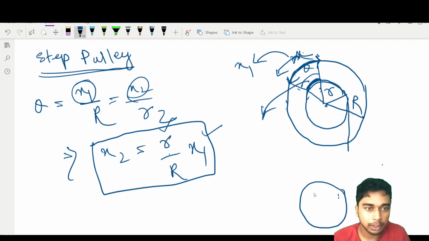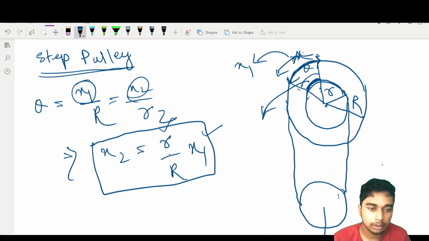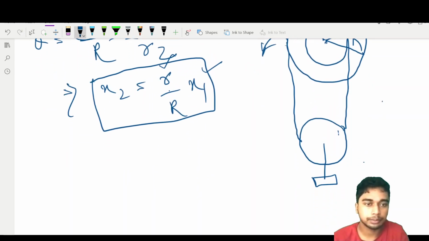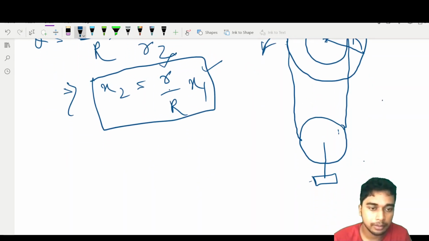So this one is connected to this, and the outer one is connected to this, and there is another block connected to here. So I will say that if this block moves up by distance x, then this pulley will also move up by distance x.